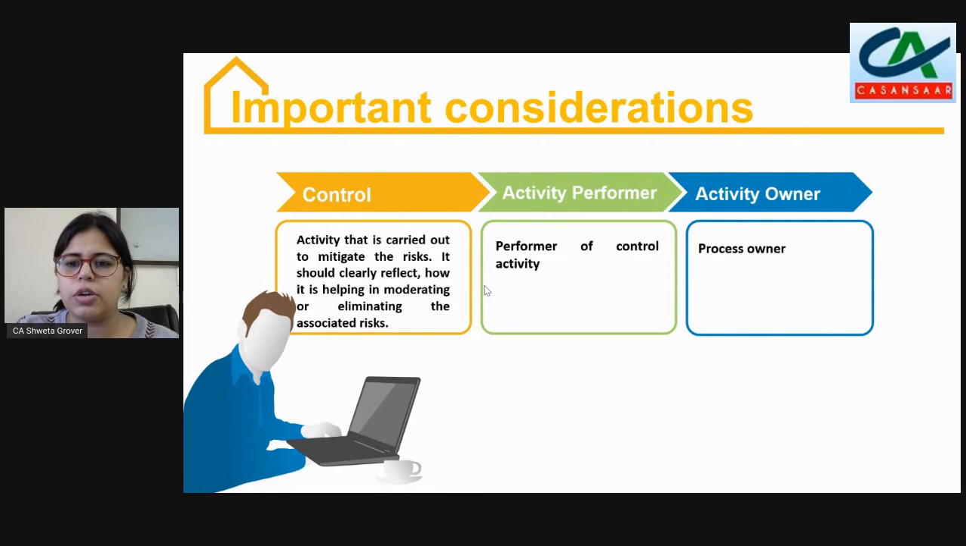It's my suggestion. Generally, there is only one column, that is activity owner, but I would suggest you should have activity performer also, to understand exactly how this SOD works in a particular organization, and you can easily find out if any loopholes or any process gaps are there in SOD.